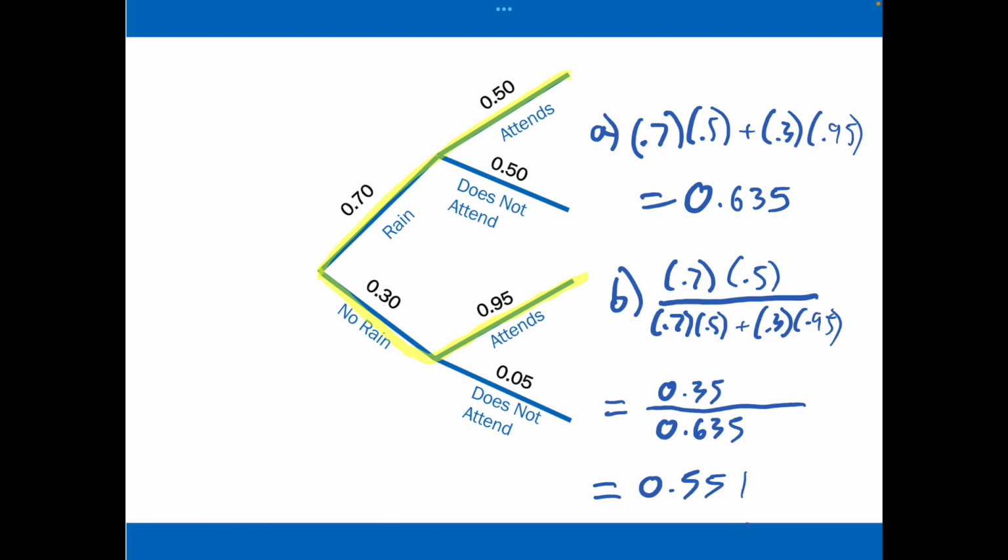So that's how we use these ideas of conditional probabilities, and especially Bayes' theorem, to draw conclusions about what's happened given observations like the student sitting in class and the likelihood that it rains.